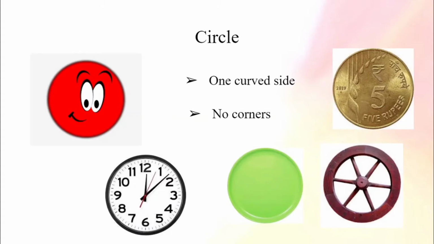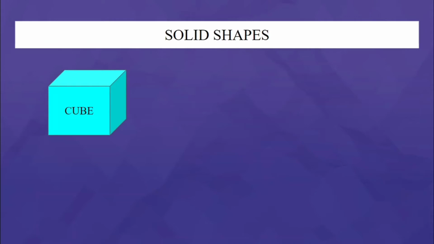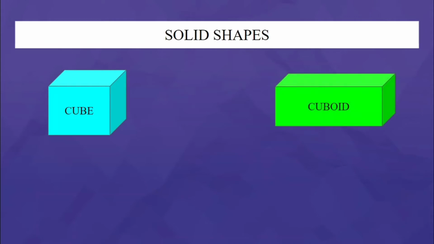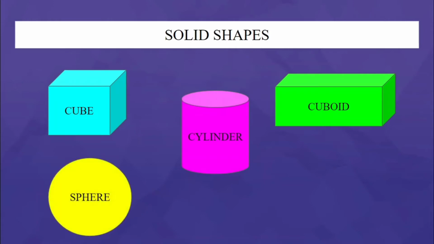Now let us revise the solid shapes. Now what is a solid shape? Solid shapes are not flat like plane shapes. Solid shapes are blown up shapes and they have thickness. Now here are some solid shapes: a cube, a cuboid, a cylinder, a sphere and a cone.